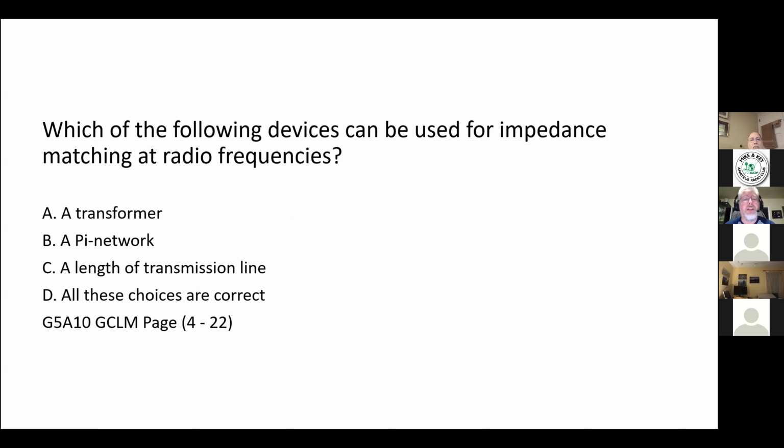Which of the following devices can be used for impedance matching at radio frequencies? A, a transformer. B, a pi network. C, the length of transmission line. Or D, all these choices are correct. Delta is correct. Each one of those is a valid matching method for radio frequencies.